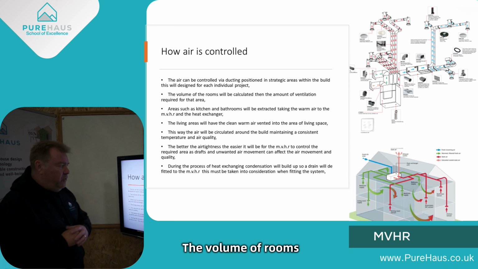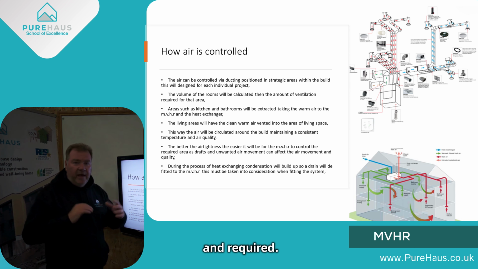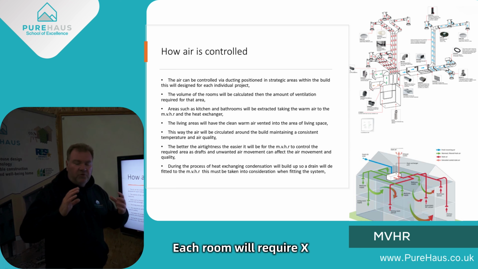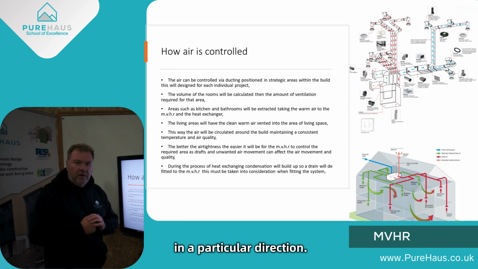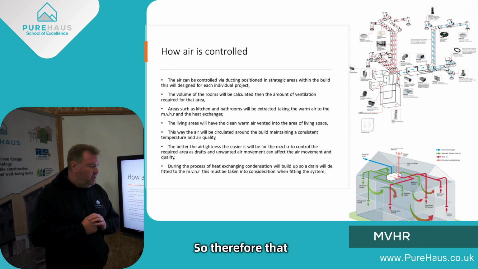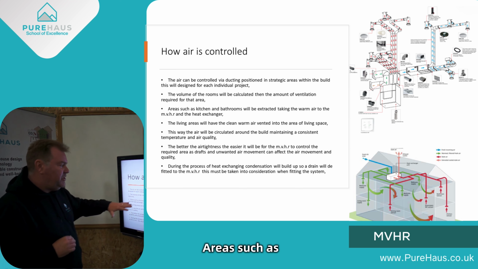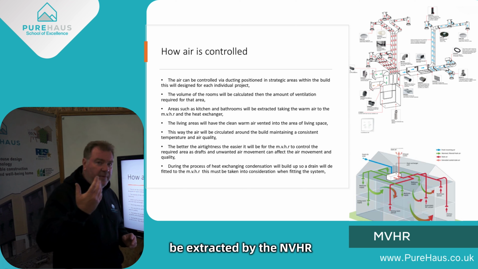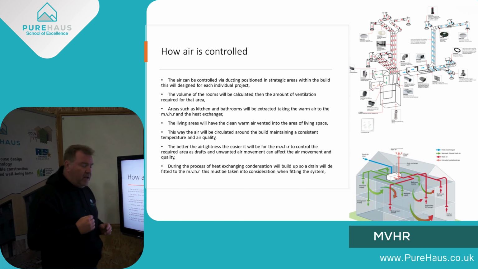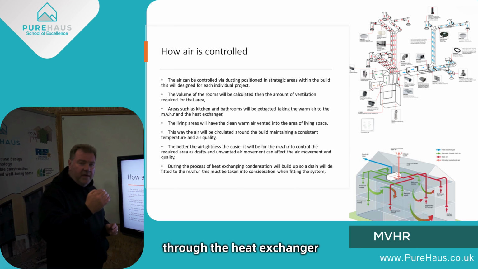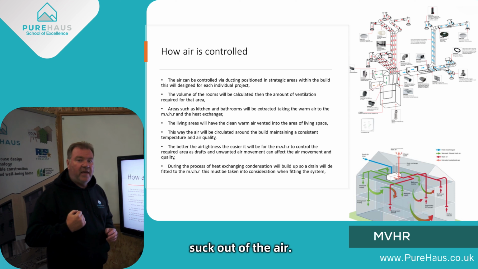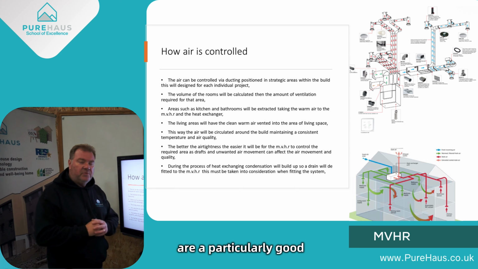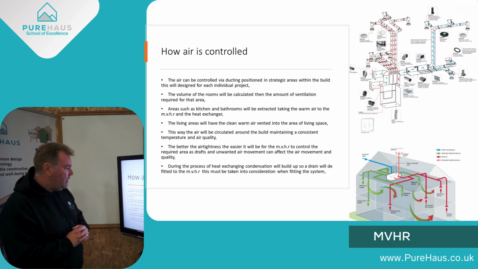The volume of rooms will be calculated and required. Each room will require X amount of airflow in a particular direction, so therefore that will be calculated. Areas such as kitchens and bathrooms, they'll be extracted by the MVHR because that will be taken through the heat exchanger and maximises the amount of energy, the heat that we can suck out of the air. And kitchens and bathrooms are a particularly good way of doing that.